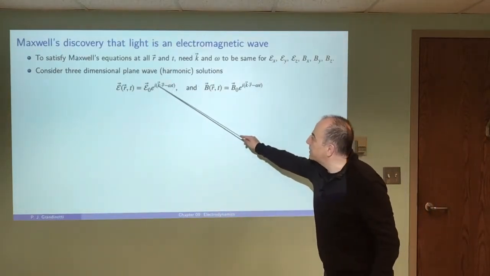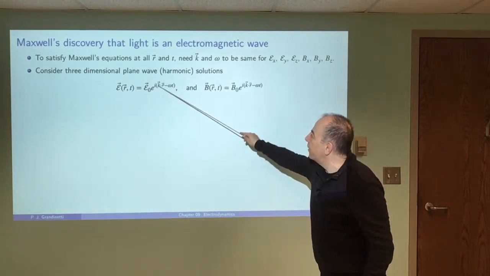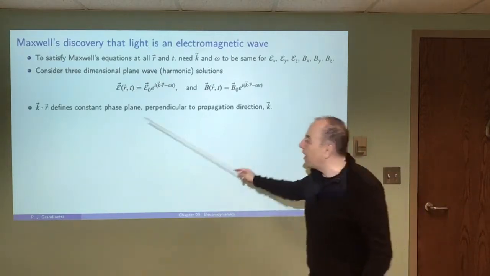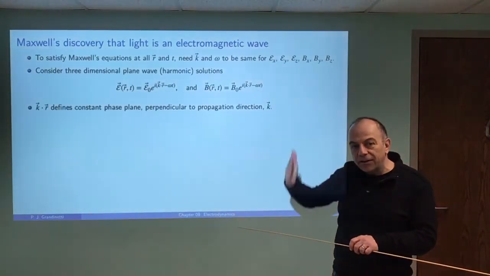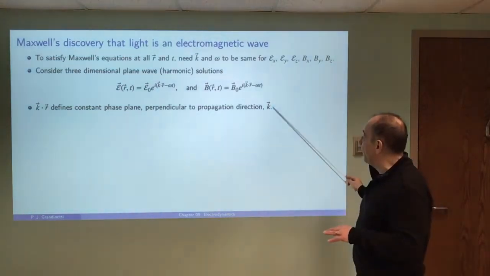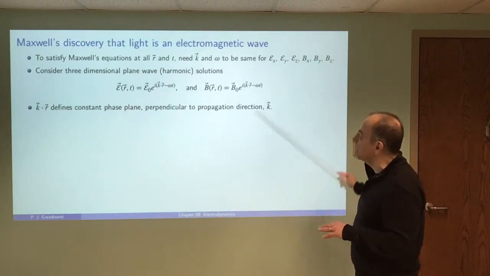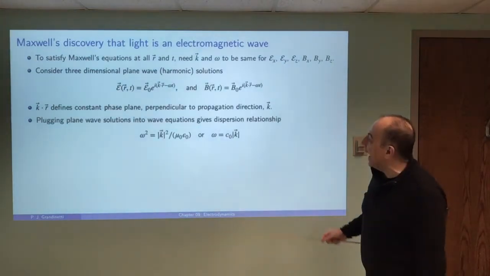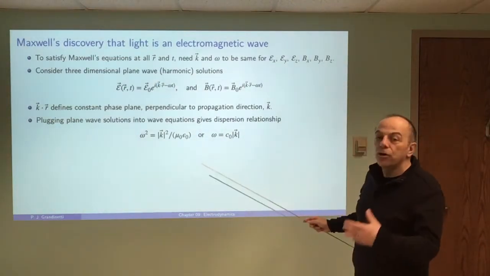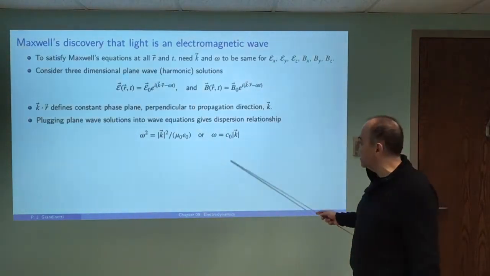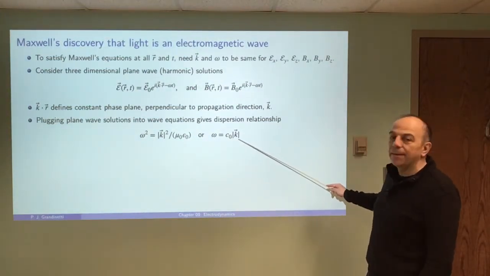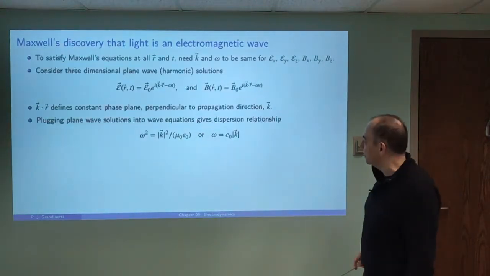And of course, you recognize that the k vector here, the wave vector, dot r, is just going to define a plane of constant phase, and the direction of the wave is perpendicular to that plane. So that direction of propagation is the wave vector. And if we plug these into those differential equations on the previous slide, you find right away the dispersion relationship. And the dispersion relationship tells you that the frequency is equal to the speed of light times the magnitude of the wave vector. All right?